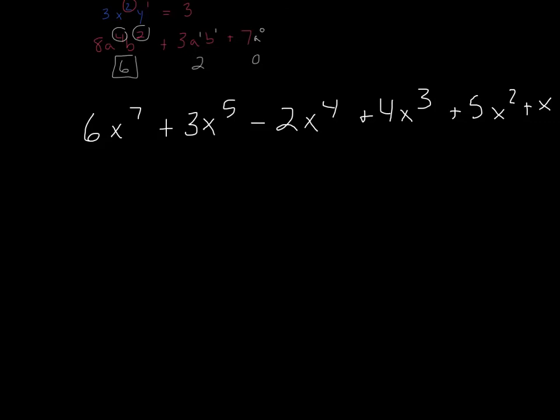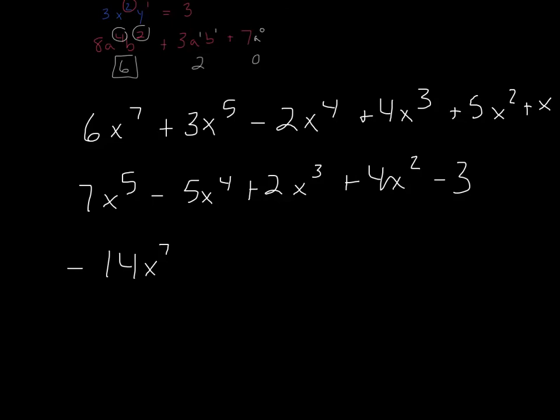The next one in order would be 7x to the 5th minus 5x to the 4th plus 2x cubed plus 4x squared, and then minus 3. And the last one, remember you start with x's, so it's going to be negative 14x to the 7th, and then minus 10x to the 3rd y squared plus 7x squared y cubed, and the last one will be the negative 14y.